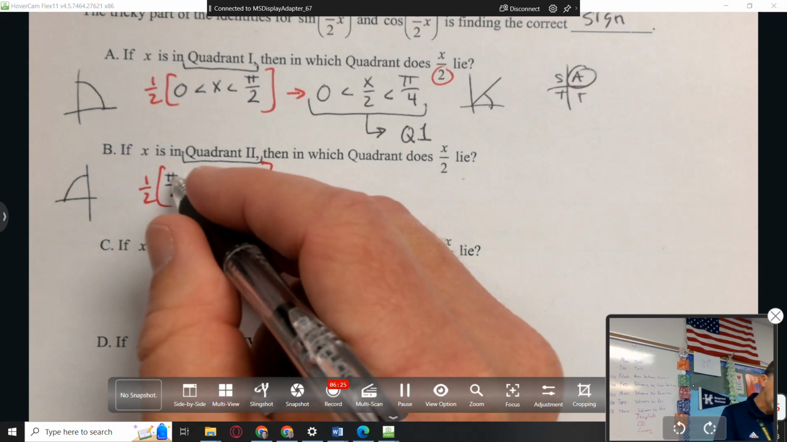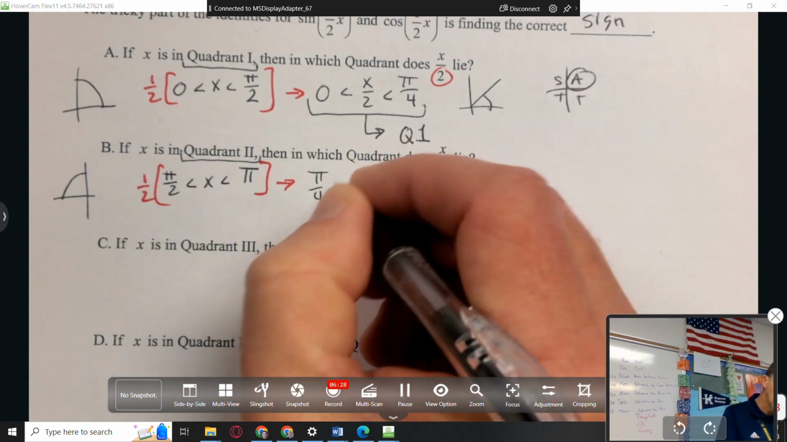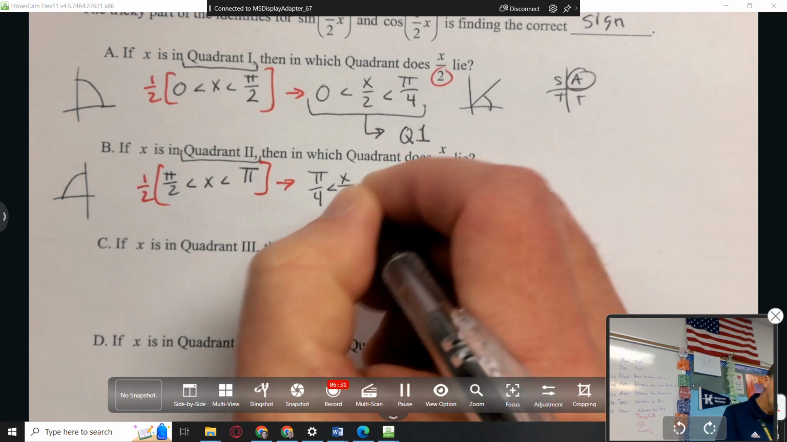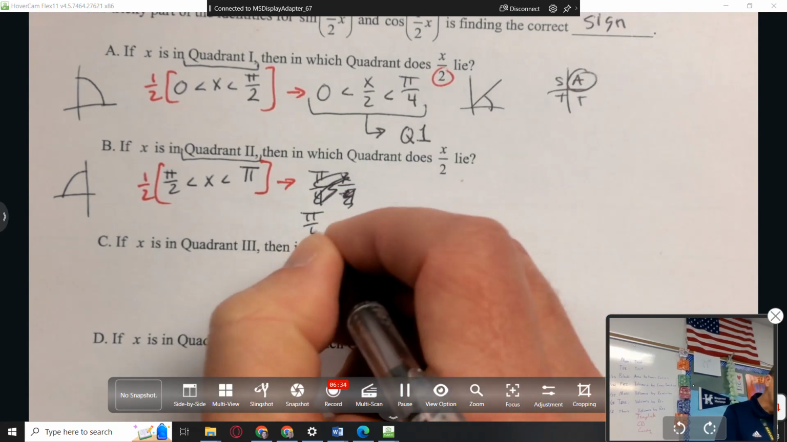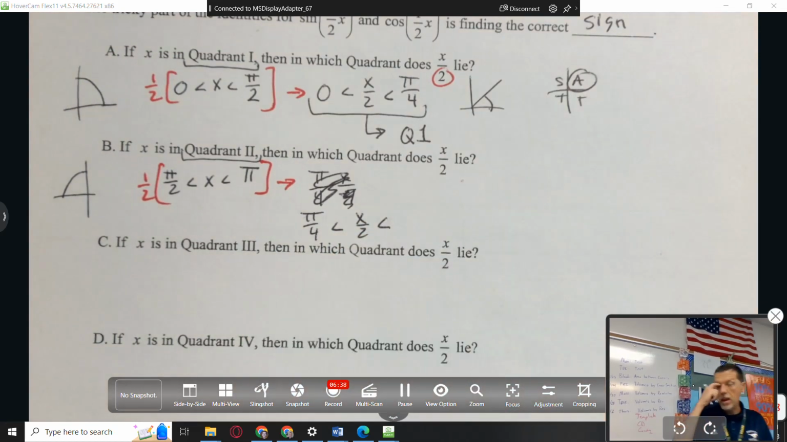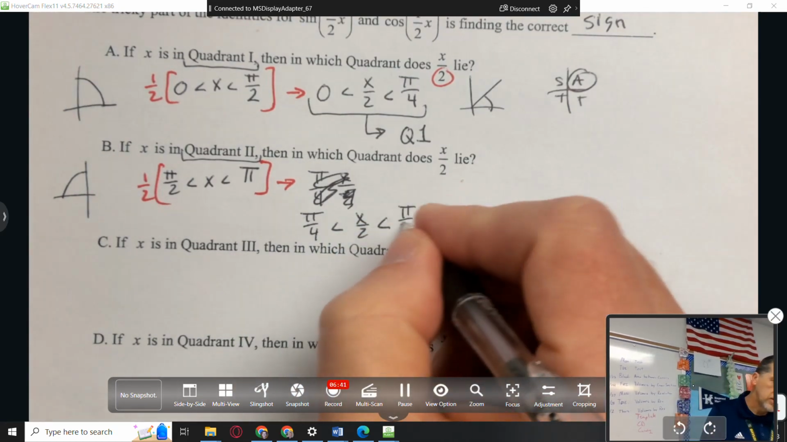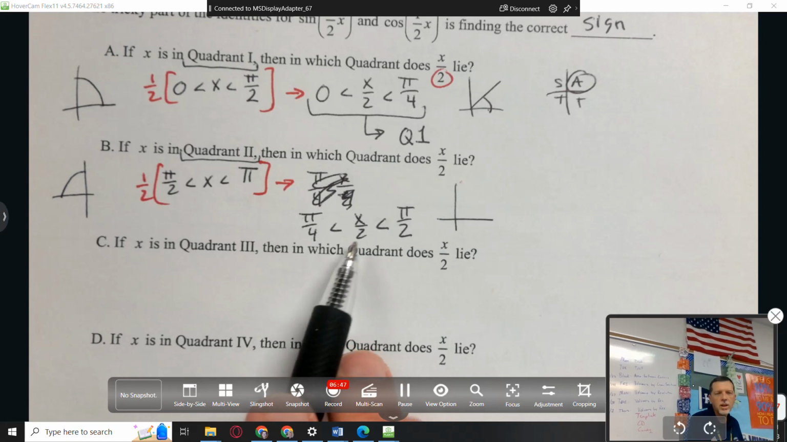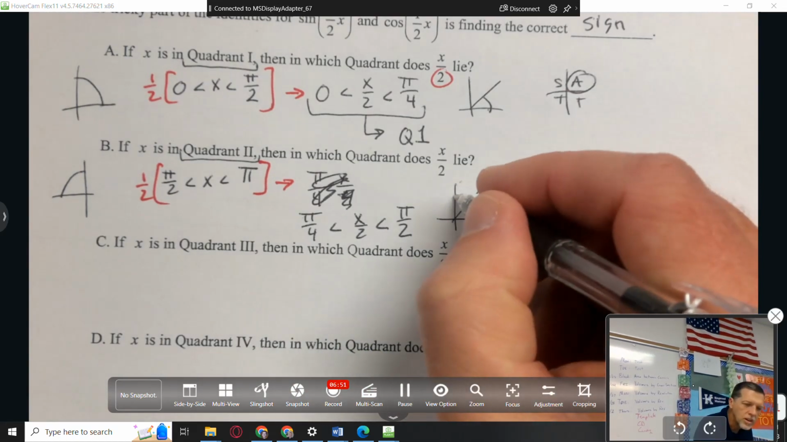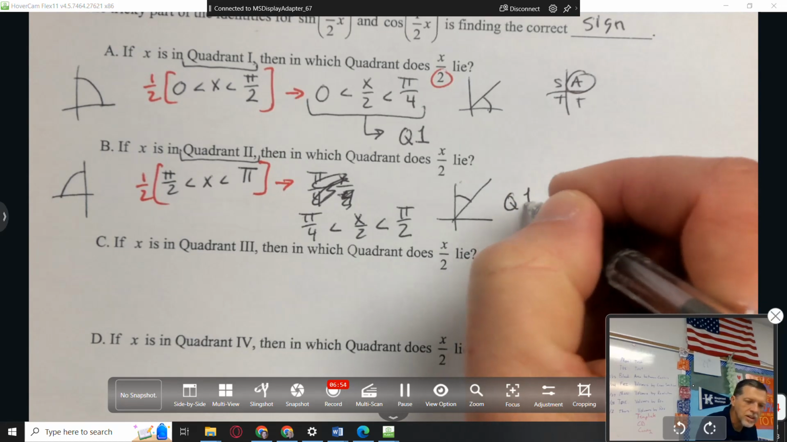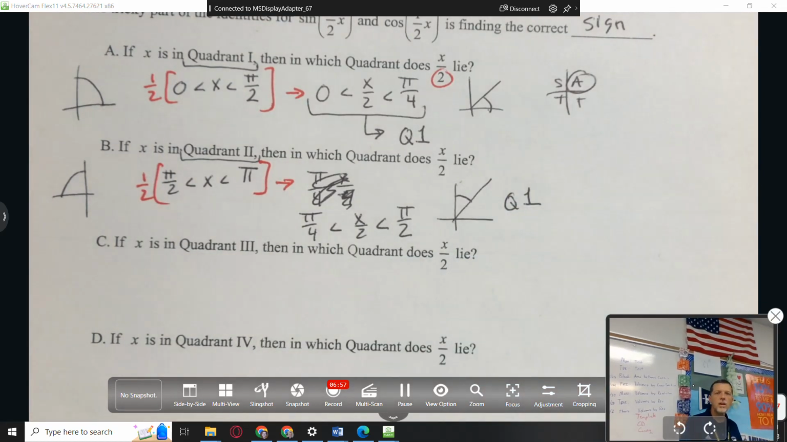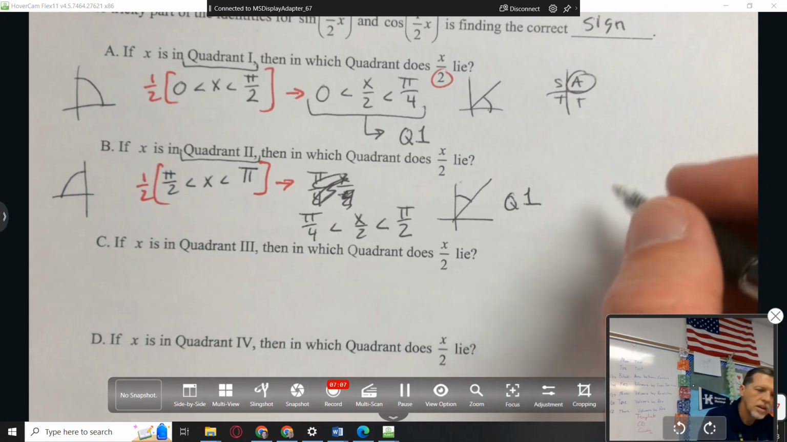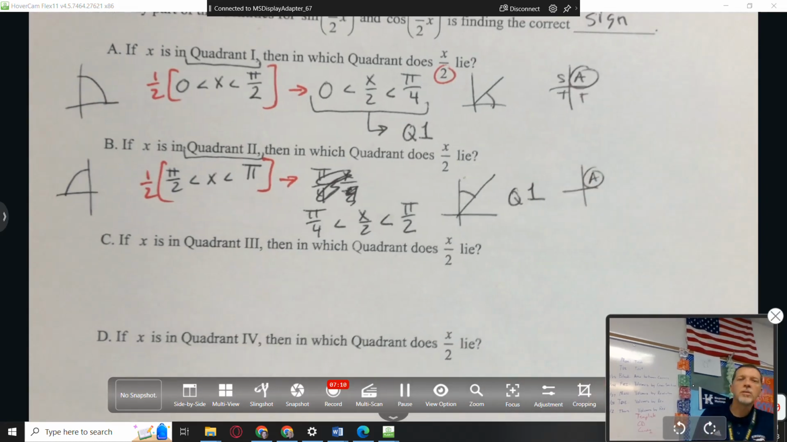So let's see, pi over 2 times 1/2 is pi over 4. Pi over 4 is less than x over 2 is less than pi over 2. So that means our x over 2 is between pi over 4 and pi over 2. So that's also in quadrant 1. So if the original angle is in quadrant 2 and we divide that by 2, we land in quadrant 1. And again, everything's positive in quadrant 1, so we like that too.